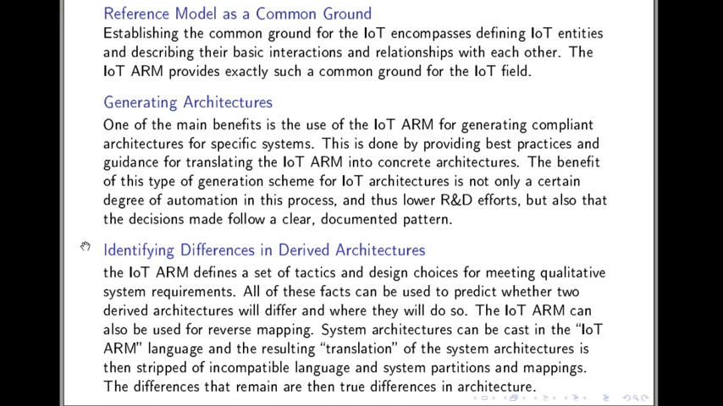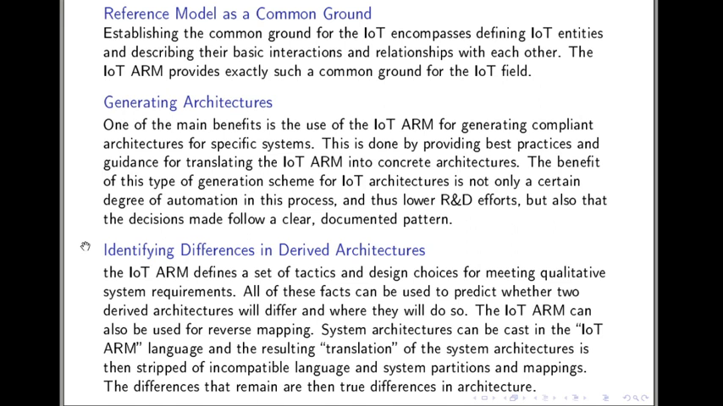Identified differences in derived architecture. The IoT ARM defines a set of tactics and design choices for meeting qualitative system requirements. All of these facts can be used to predict whether the derived architectures will differ and where they will differ.